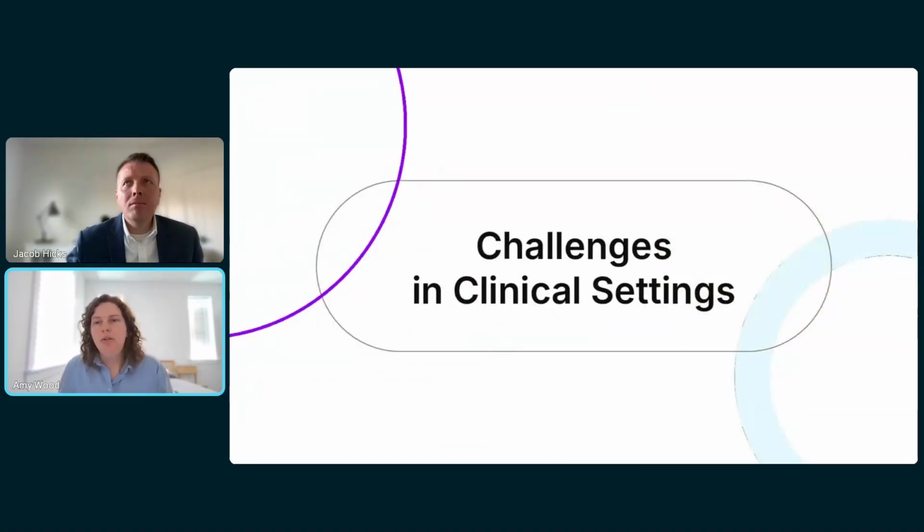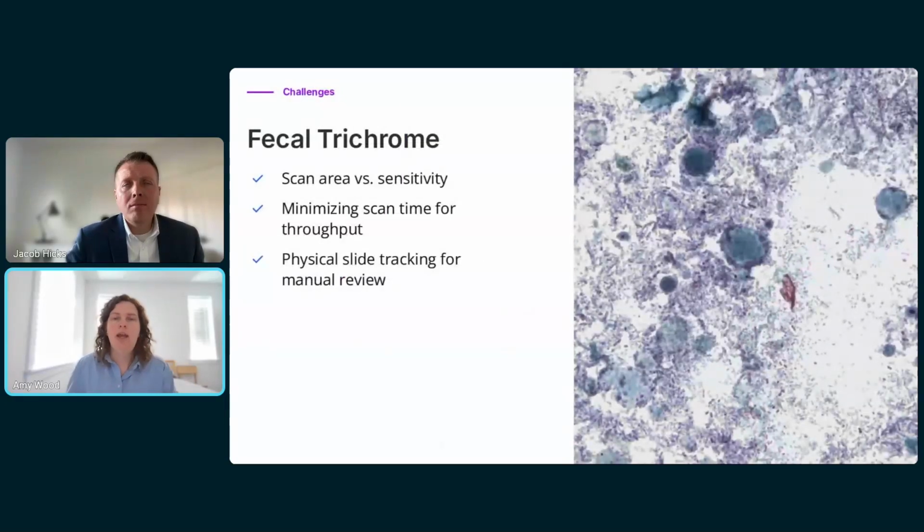Okay, so now I want to talk through some of the challenges that we've seen specifically for human samples in clinical settings. And first I want to talk about fecal trichromes. Here we have a smeared sample. They're generally not too sparse, so they're maybe relatively easier to focus on. When we first started here, we were told that we needed to scan the entire sample area. And being able to do that at 100X takes a very, very long time, so long that it wasn't totally feasible for the lab financially.